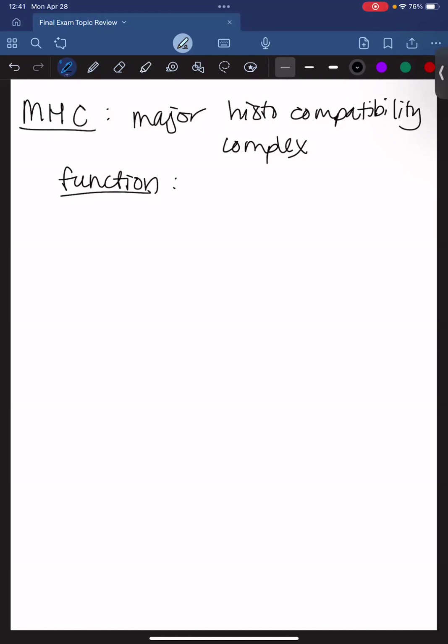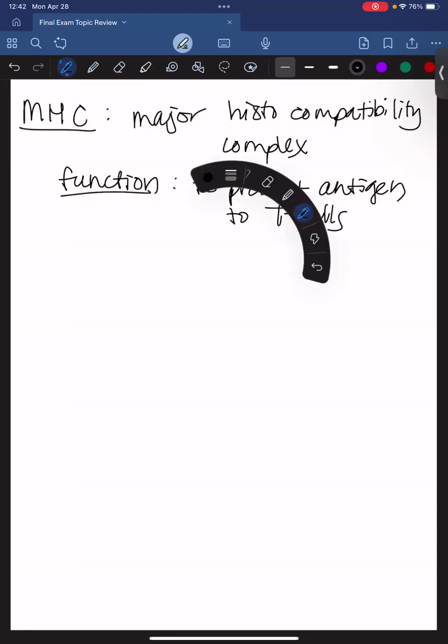MHC just presents antigen to T cells. That's what MHC does. The function of MHC is to present antigen to T cells. That's really what it does. So we haven't gotten that far yet. We're just saying right now, we've got to break it down first. No matter what kind of MHC, MHC always presents antigen to T cells, period.